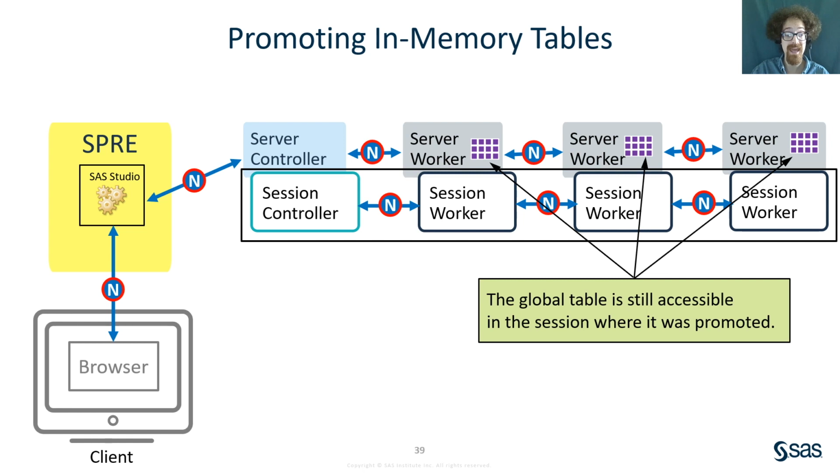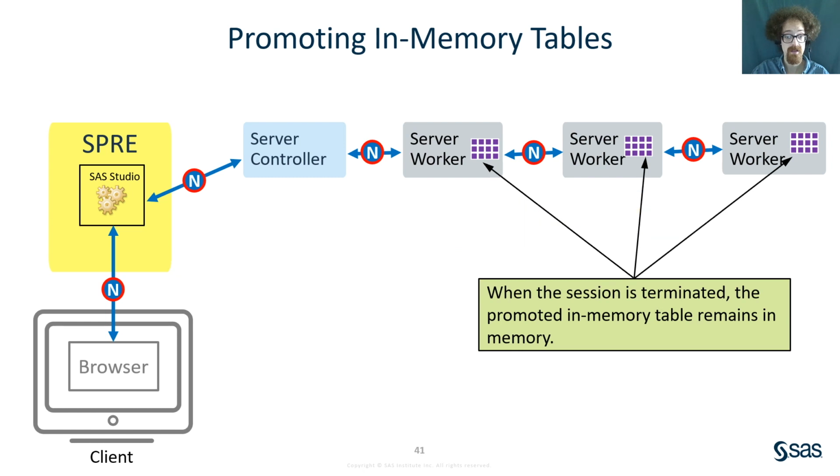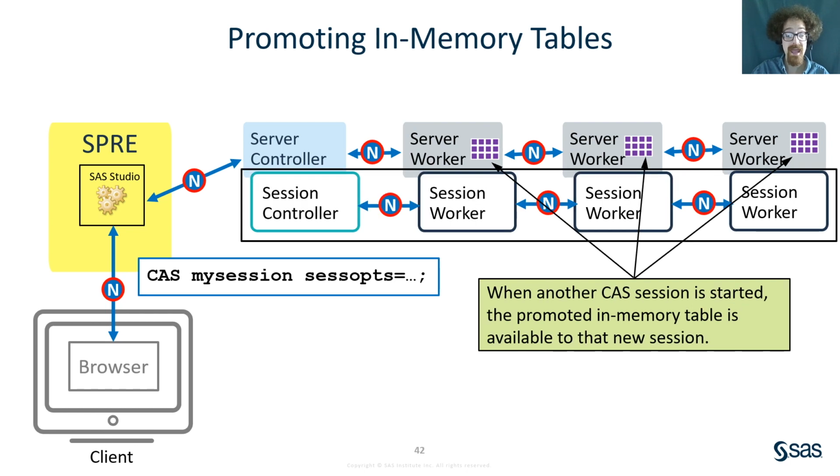So then when we cancel the session or close the session by using a terminate statement, the in-memory table exists on the worker nodes, not just in the session. So it persists in memory. This table is retained in memory even though the session's removed. Then, when a user starts a new CAS session, since the table's still in memory, they can still access this global table from a global Caslib.